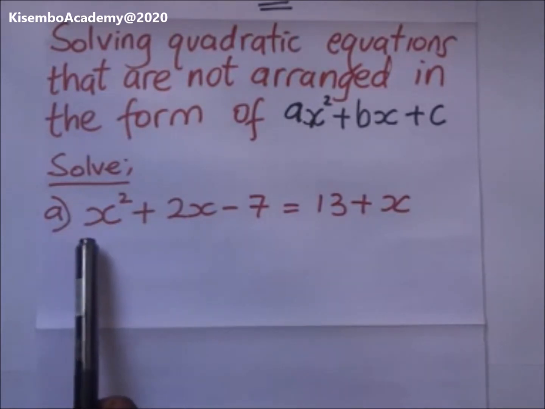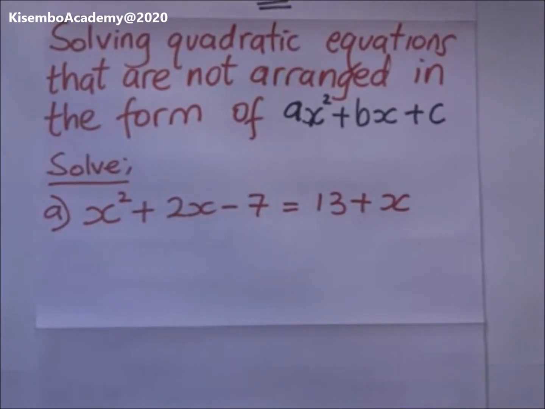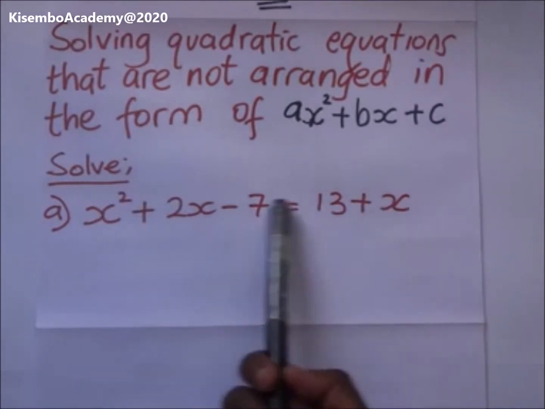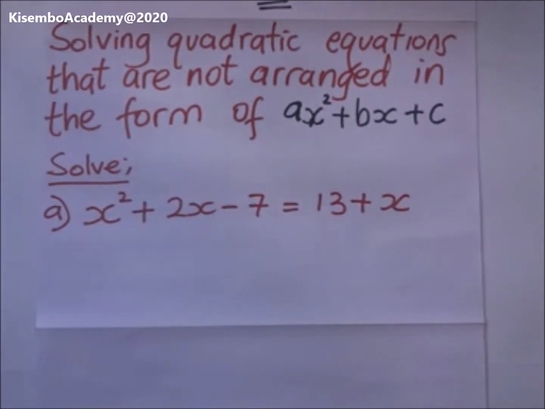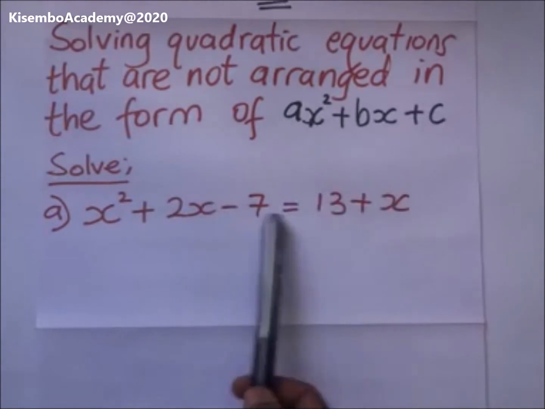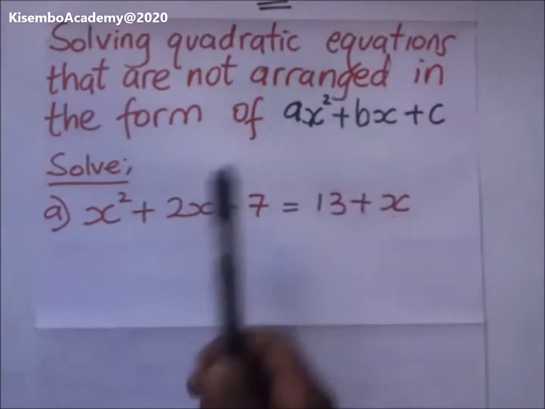So we're being told to solve x squared plus 2x minus 7 is equal to 13 plus x. Now, definitely this is a quadratic equation because the highest power of x is 2. So what we do here is first arrange it into this form. After arranging it into that form, it is only then that we shall go ahead and factorize it. So we'll begin our first task by arranging it to this form.